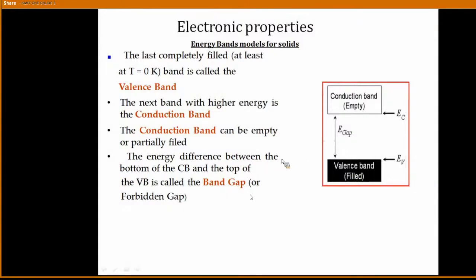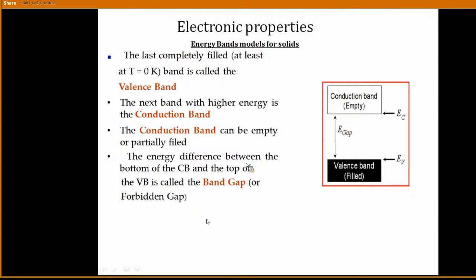Okay. Now, at 0 degrees Kelvin, the valence band is completely filled. At 0 degrees Kelvin, the conduction band is empty or it may be partially filled. Now, at room temperature, that is 300 degrees Kelvin, some of the electrons get a small amount of energy because the temperature is increased. Some of the electrons from the valence band may move to the conduction band. We'll see that in the next slide.